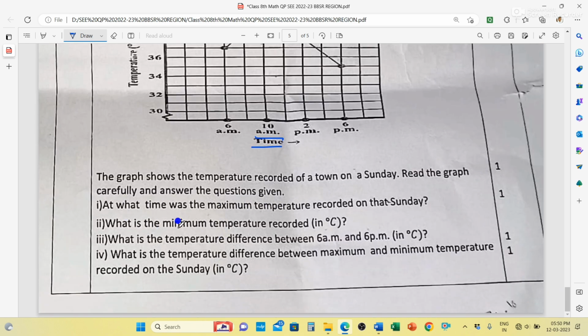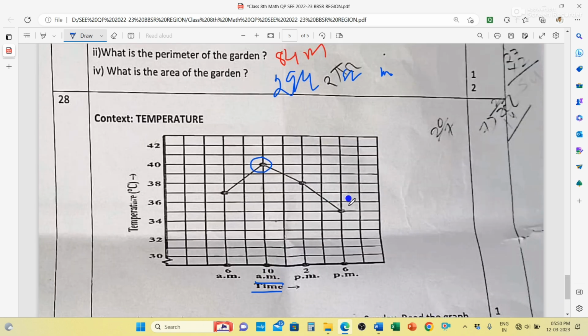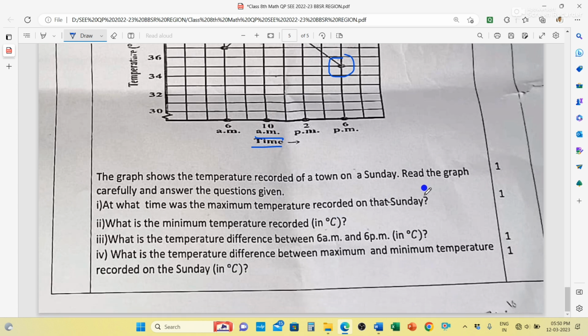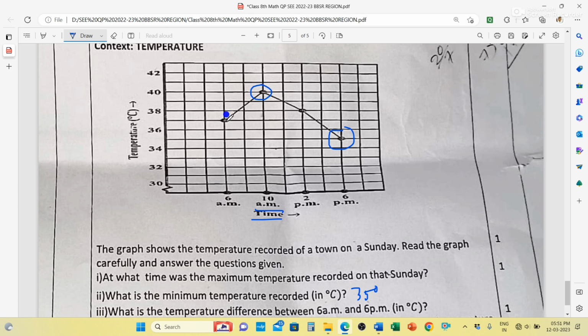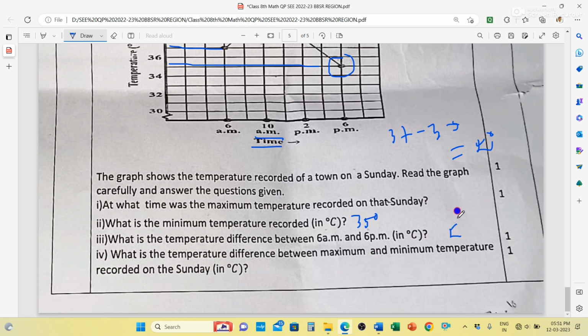Okay. What is the minimum temperature recorded? The minimum temperature is this one, in between 34 and 36, so it will be 35. Okay. The minimum temperature is 35 degrees Celsius. What is the temperature difference between 6 a.m. and 6 p.m.? At 6 a.m. the temperature was 37. At 6 p.m. the temperature was 35. So the difference is 37 minus 35. Okay, only 2 degrees Celsius.